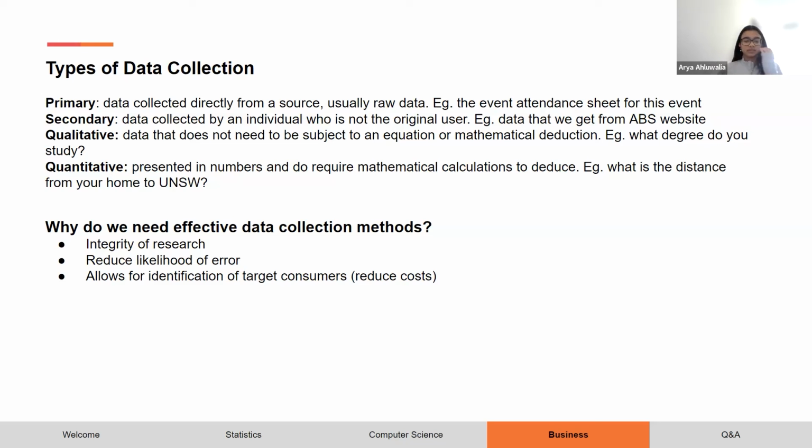But why do we actually need effective data collection methods? Whenever we're conducting research, the whole point is that we need to be able to draw accurate conclusions from our results. So we need to maintain the integrity of our research and reduce the likelihood of error.